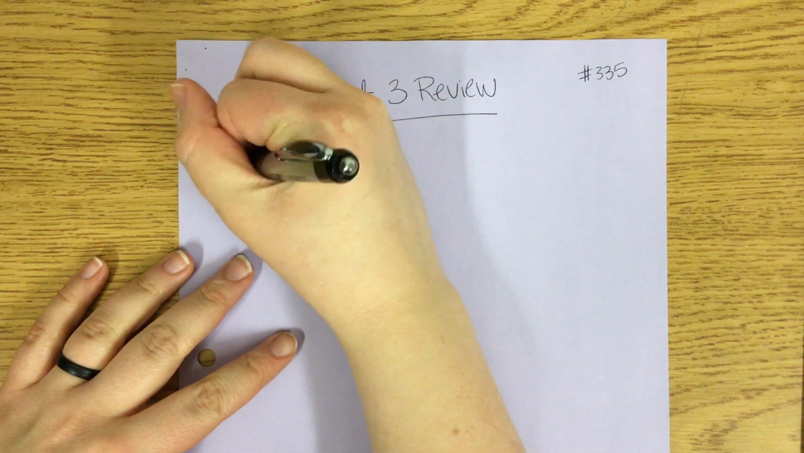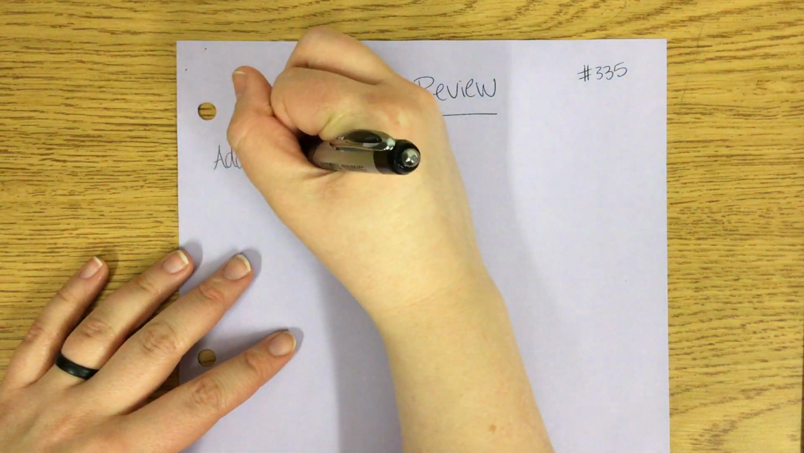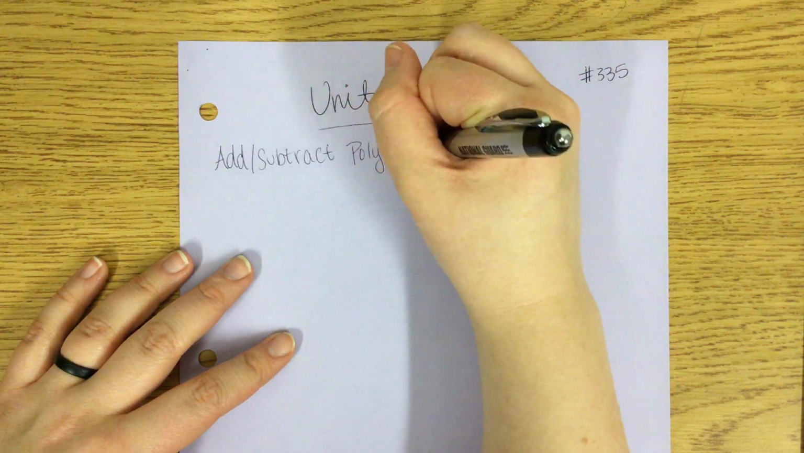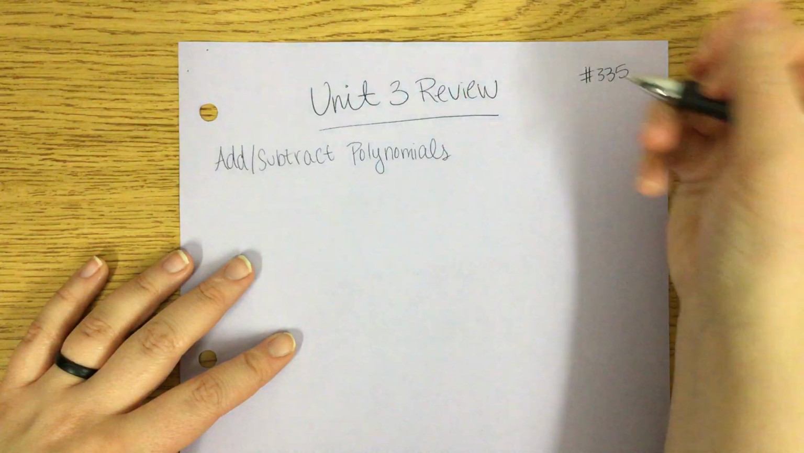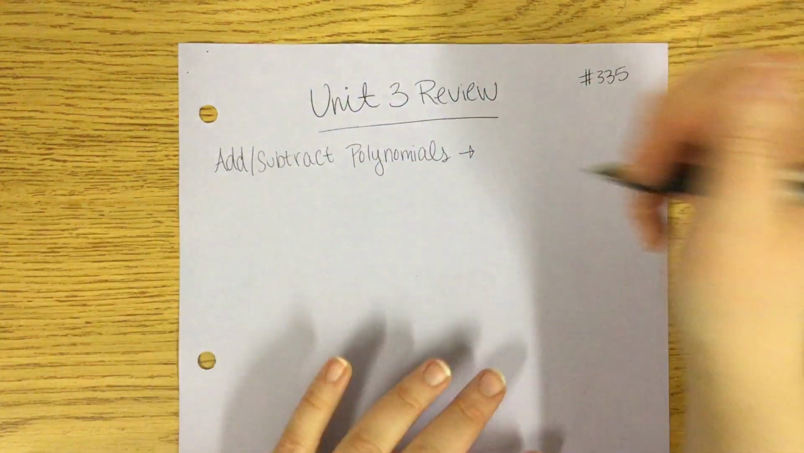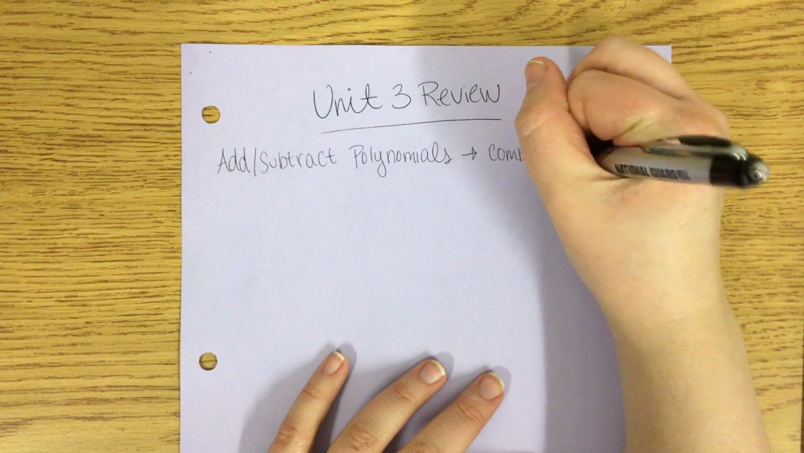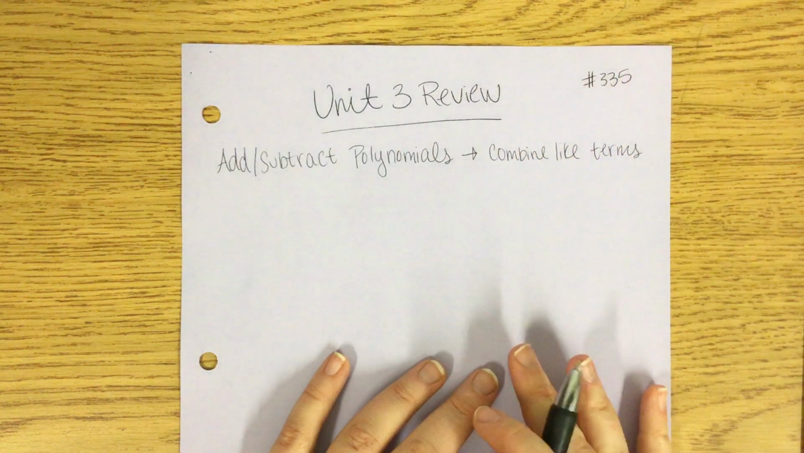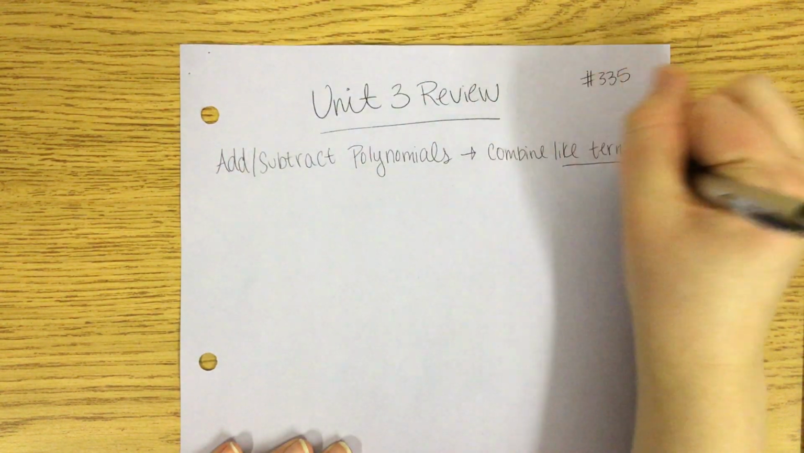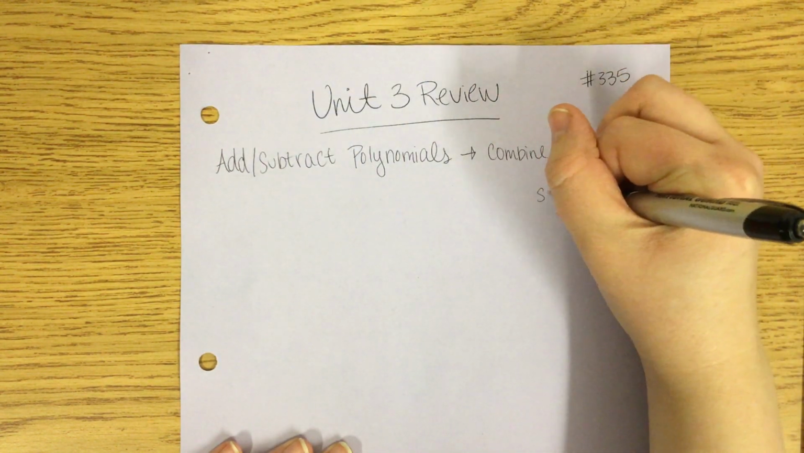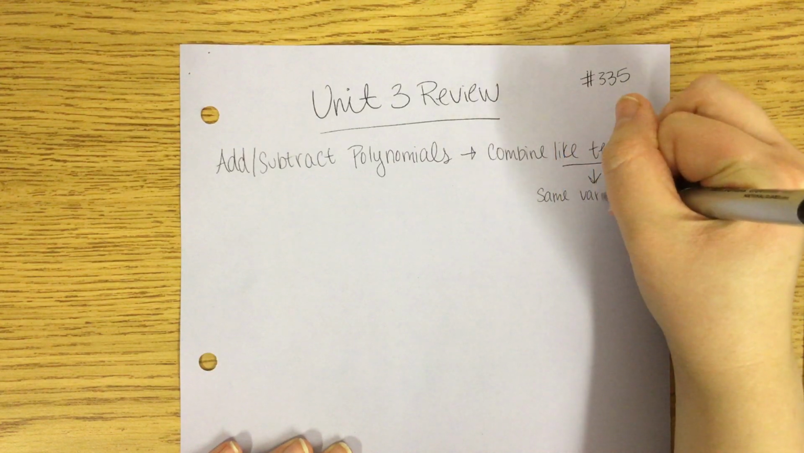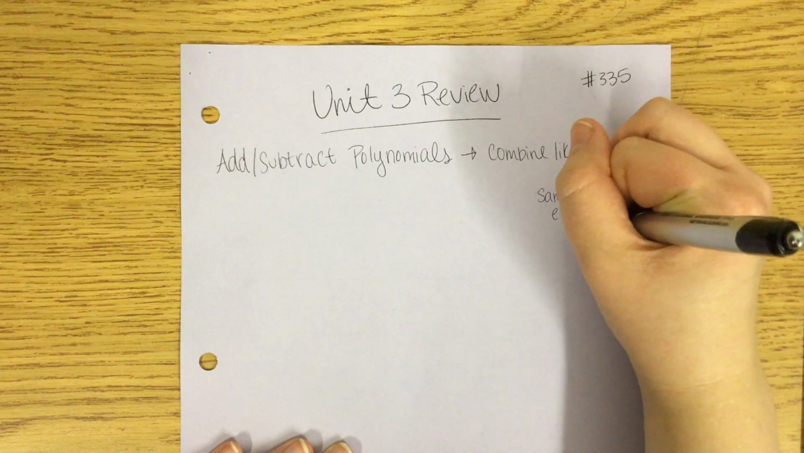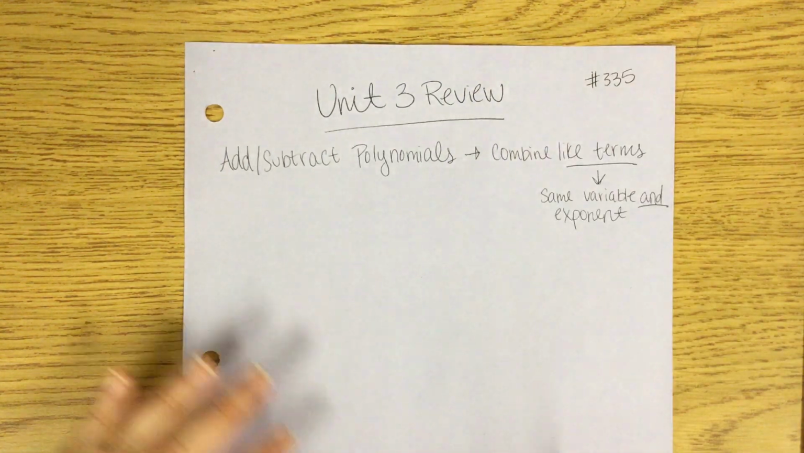Okay, so the first thing we covered was adding and subtracting our polynomials. Okay, and what I want you to remember about that is that we are basically combining like terms. So a like term means that it has the same variable and exponent. Okay, I'll give a small example.